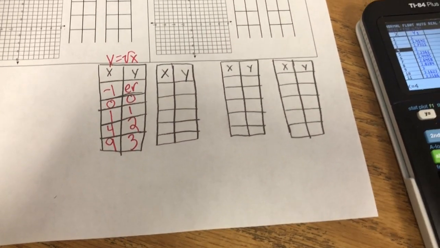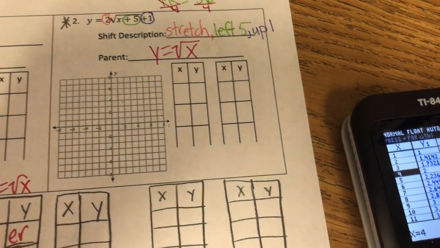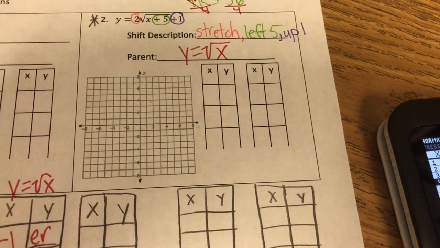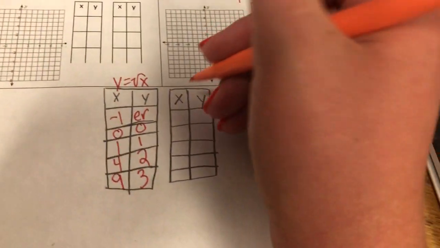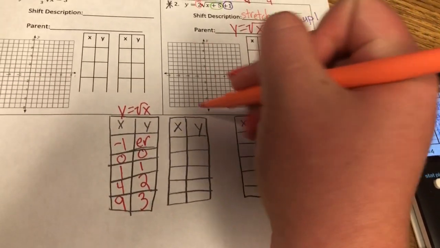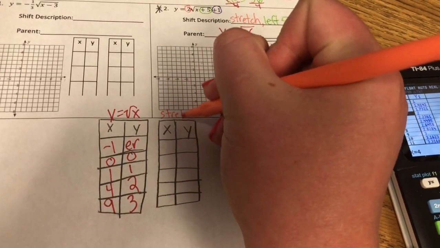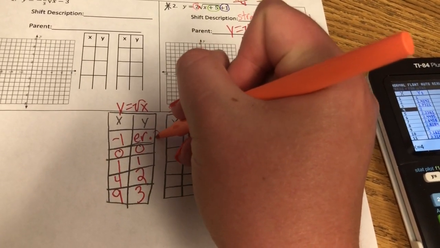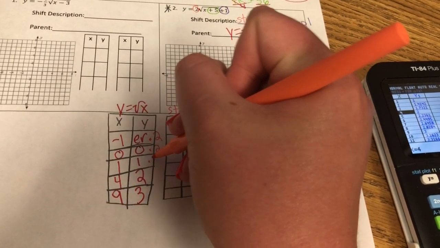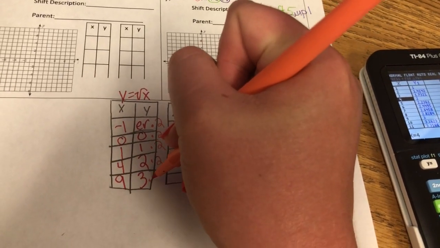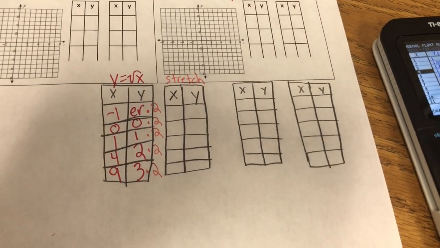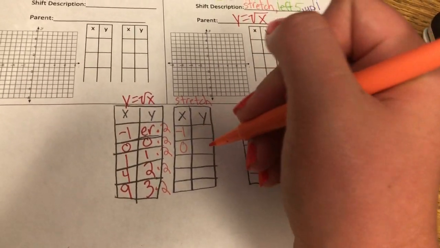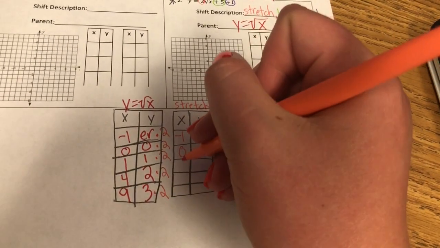Alright, so the first transformation we're dealing with is that stretch. There's multiplication, it's on the outside, it affects the y's. So due to the stretch, we're going to come in here and multiply by 2, multiply by 2, multiply by 2, multiply by 2, multiply by 2. Our x's stay the same. Nothing with the stretch is affecting our x's.